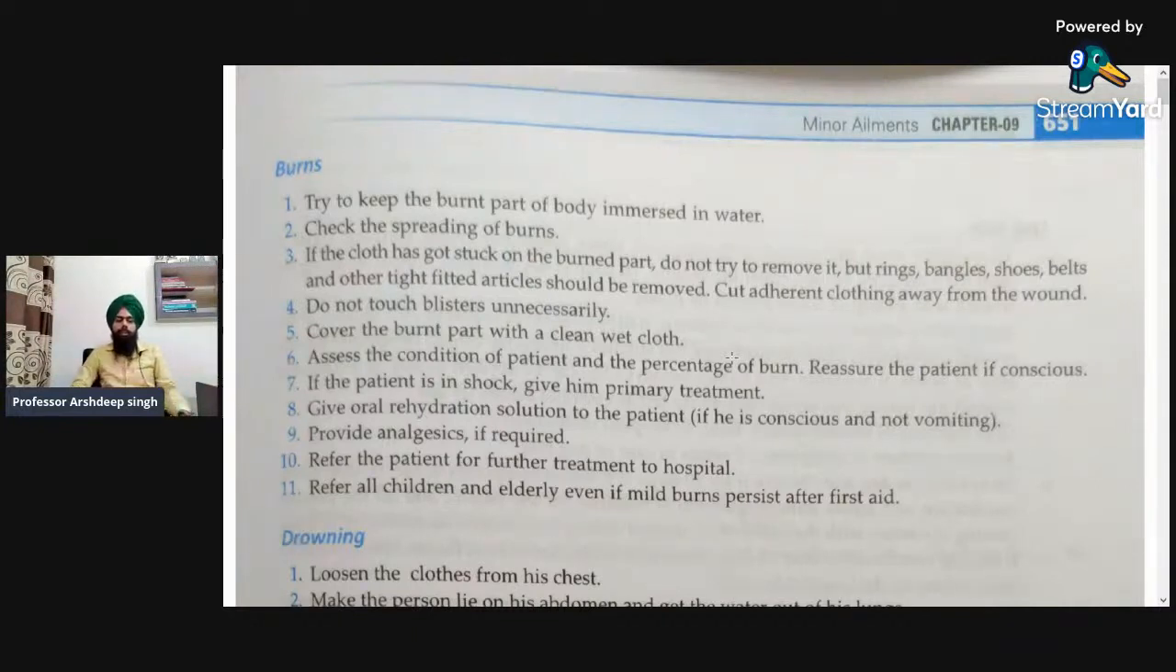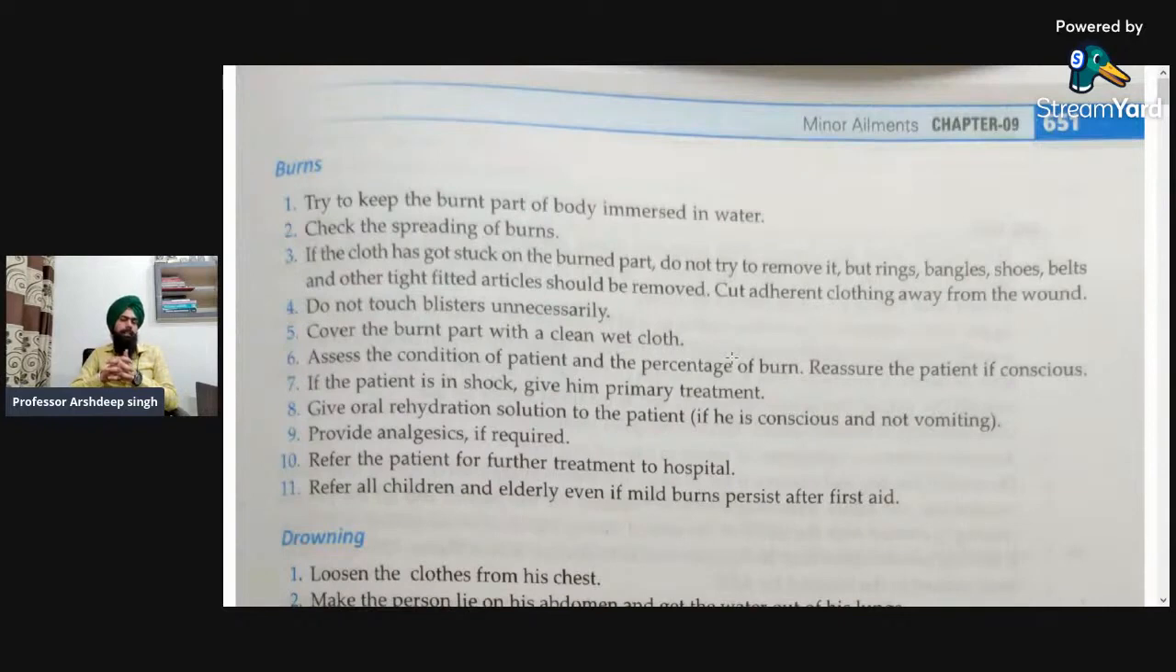Next, if the patient is in shock, give primary treatment and give oral rehydration solution to the patient. If the burn is mild or moderate, we have to provide the oral rehydration solution immediately. If the condition is severe, then we have to shift the patient to the hospital. We give ORS because burns can lead to fluid and electrolyte imbalance in the body.